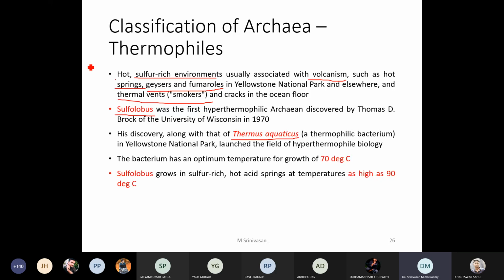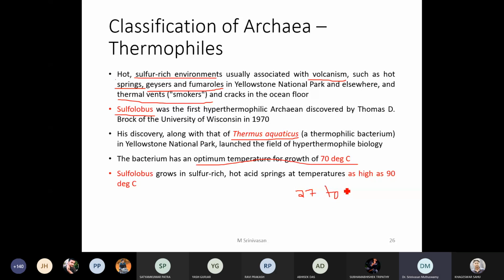These are the areas where we can see these organisms, because the temperature in these environments will be close to 80 or 100 degrees Celsius. So these two are the examples: Sulfolobus and Thermus aquaticus. Here the optimal temperature, for example, we say is 70 degrees, whereas the normal bacteria that we routinely see have an optimal temperature of close to 27 to 30 degrees Celsius.